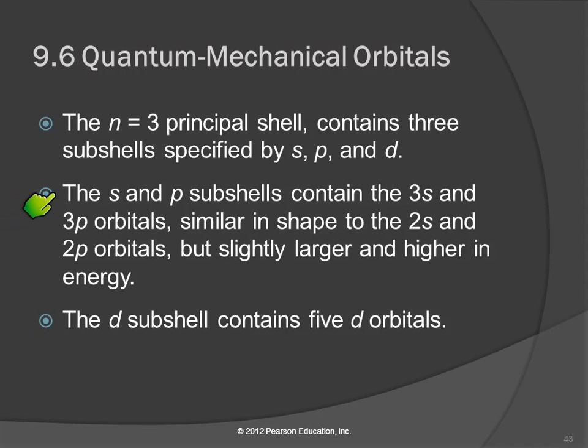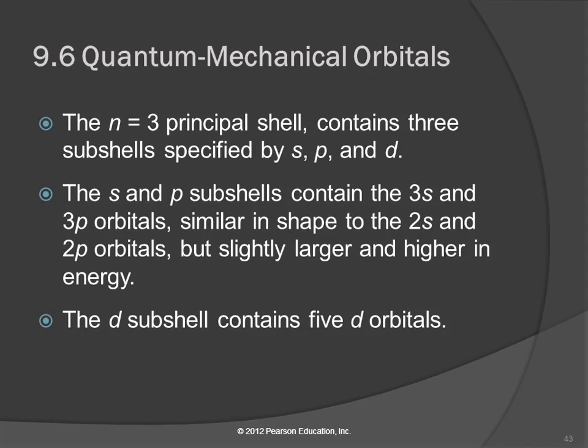So we've got S and P subshells. Those are like the rooms. We've got, on the third floor, the 3S and 3P. Those are going to be similar in shape to the 2S and 2P orbitals, but they're a little bit bigger and they're a little more expensive. They're a little higher in energy. And then that D subshell has 5 D orbitals. Okay, so the orbitals themselves are like the beds. The subshells are the rooms, and the principal shell is the floor of the hotel.